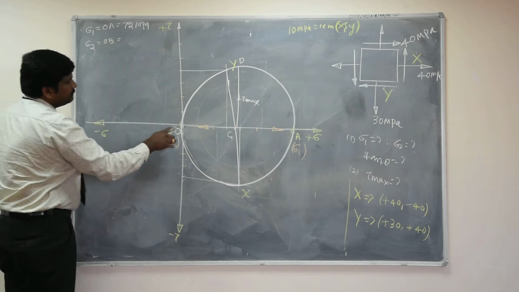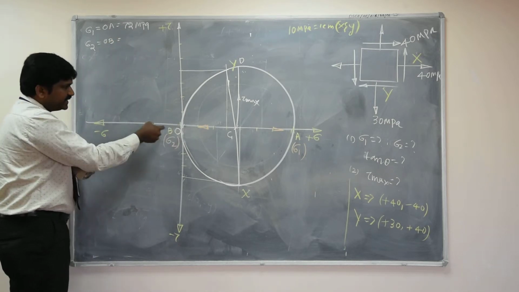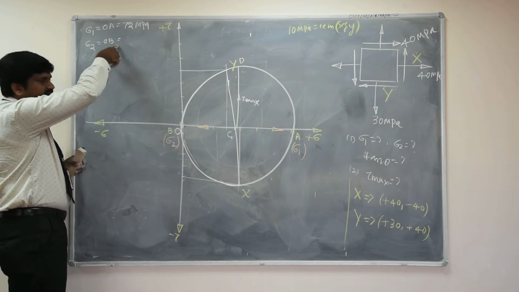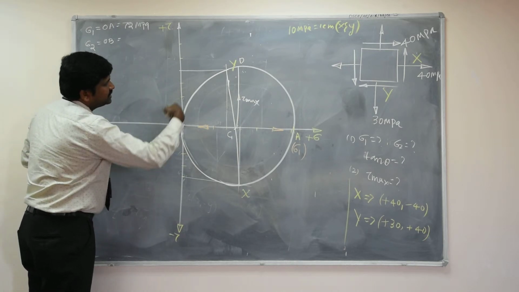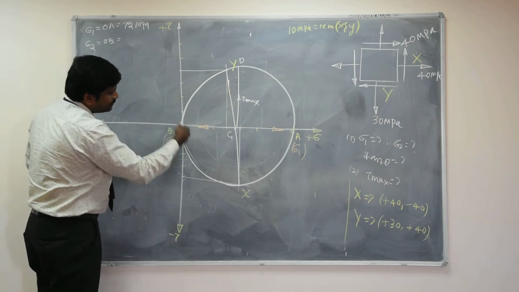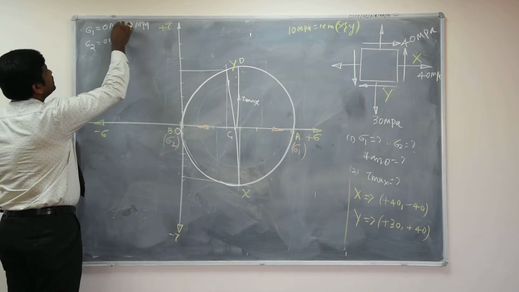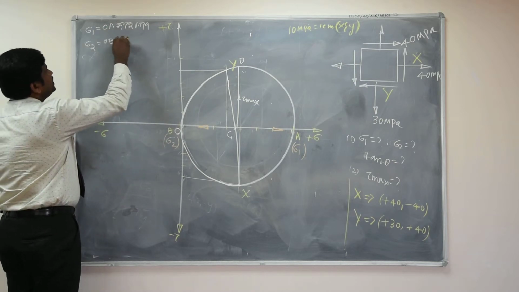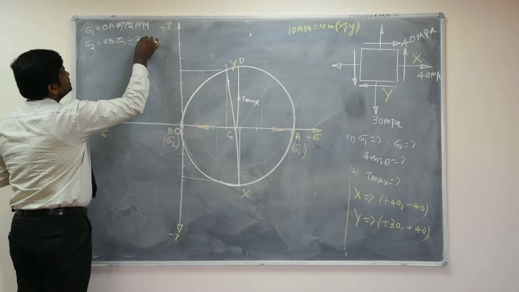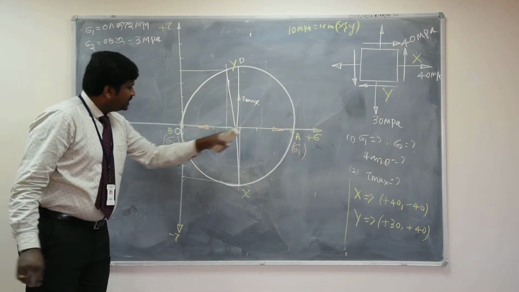If this point B is on the negative side of the axis, then it will be negative. If point B is on the right-hand side of O, then it will be positive. Because it is an approximated circle, with respect to this diagram I will write approximately -3 MPa. So we could measure sigma 1 and sigma 2.